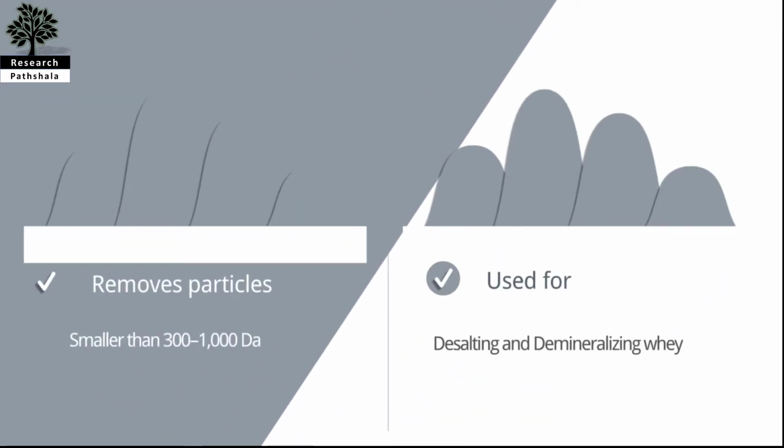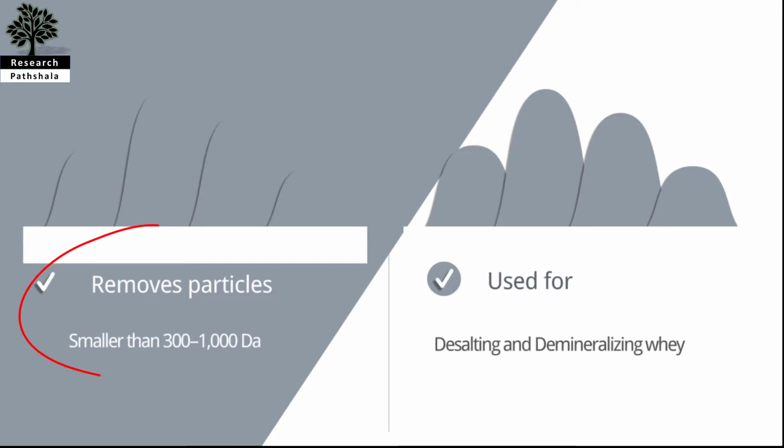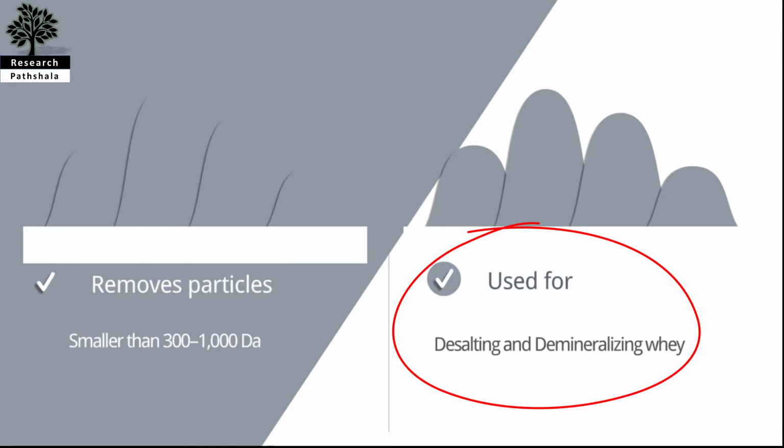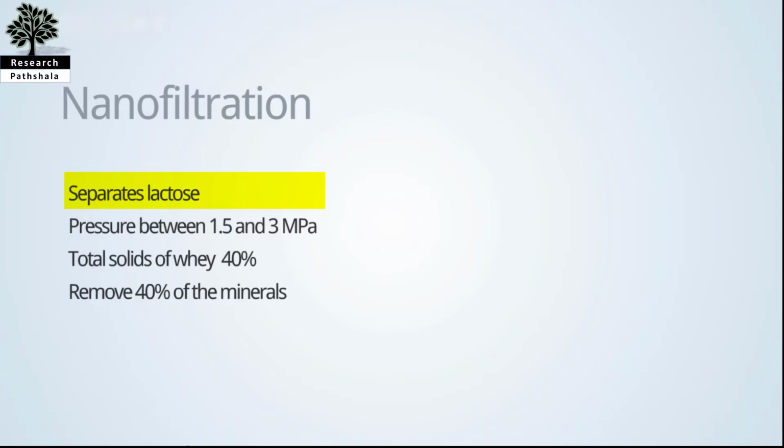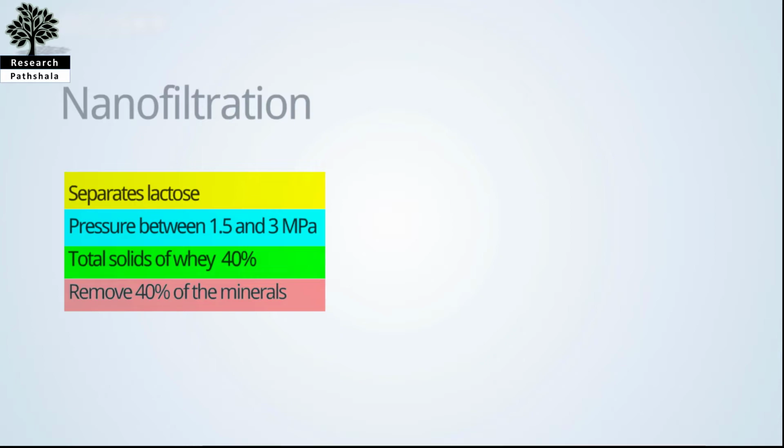Now let's see the nanofiltration process. Nanofiltration sometimes refers to ultra-osmosis also. In nanofiltration, particles smaller than 300 to 1000 Dalton are removed, and it is also suitable for desalting and demineralizing of the whey. This method also selectively separates lactose. Here, an operation pressure between 1.5 and 3 megapascal is sufficient to increase the total solids of the whey from 5 to 40%, while also removing 40% of the minerals.